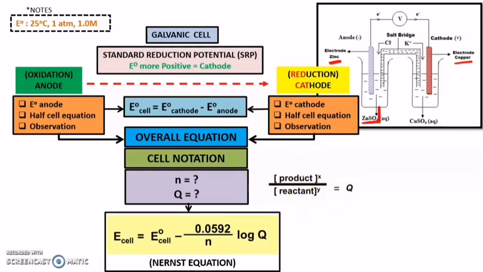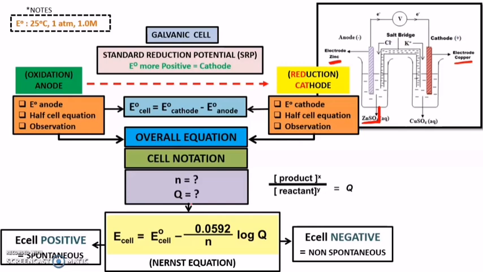Next, we can use the Nernst equation, which is E cell equal to E naught cell minus 0.0592 over n log Q. From the E cell value, we can know whether our cell is spontaneous or non-spontaneous. If we get a positive E cell, our cell is said to be a spontaneous cell or spontaneous reaction, while if our E cell value is negative, it is called a non-spontaneous cell.